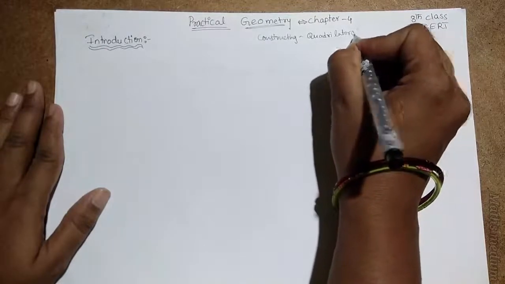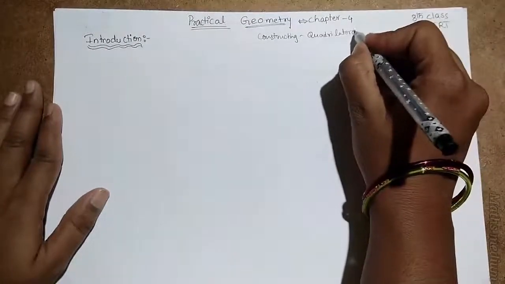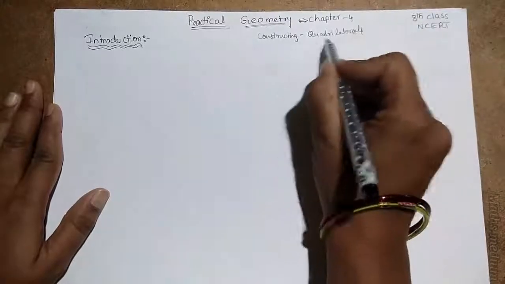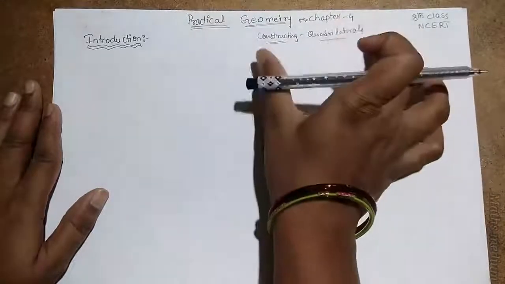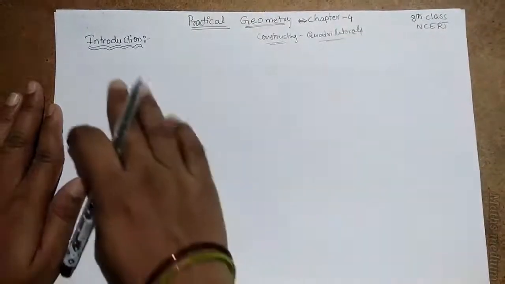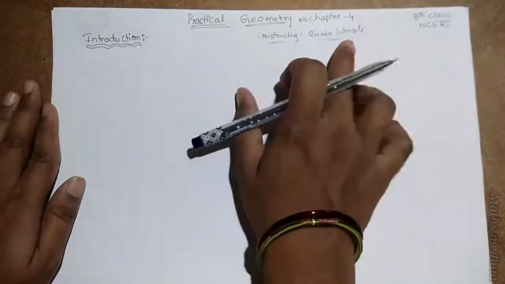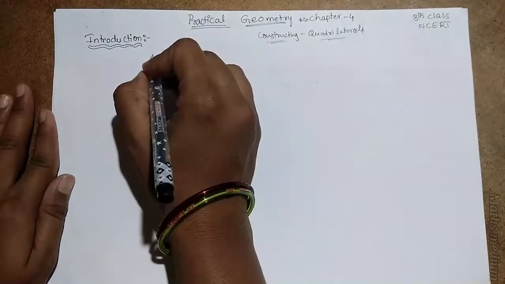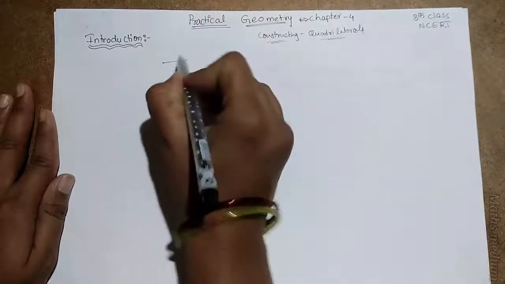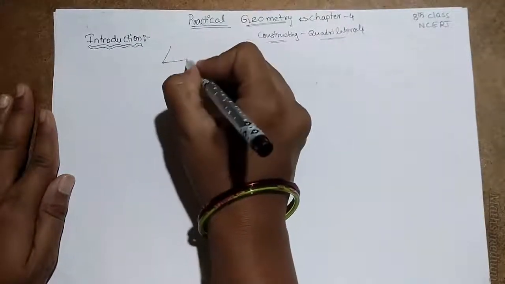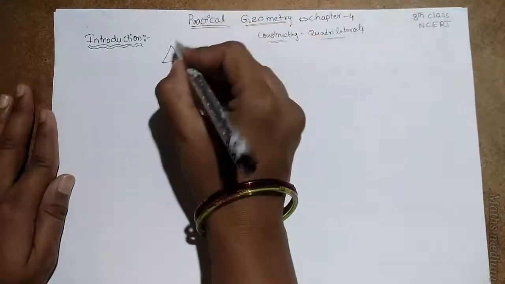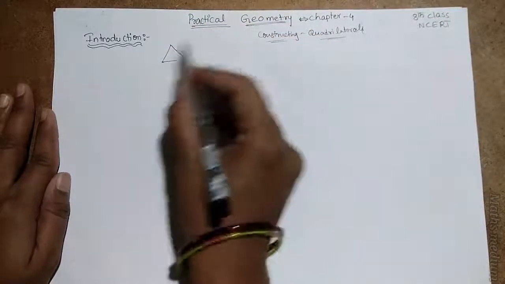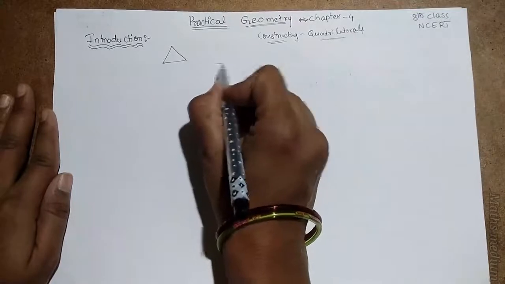So this is construction of quadrilaterals. Before going into the introduction, we know quadrilaterals and we know about geometry also. In earlier classes you already learnt the construction of a triangle, which has three angles and three sides. How do we make a triangle construction?